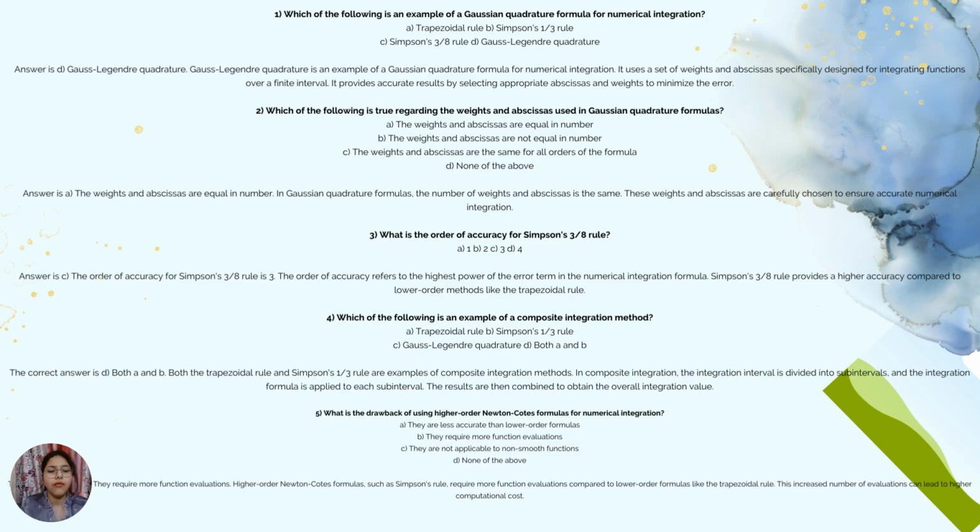Question number 5. What is the drawback of using higher order Newton-Cotes formulas for numerical integration? Option A, they are less accurate than lower order formulas. Option B, they require more function evaluations. Option C, they are not applicable to non-smooth functions. Option D, none of the above. The correct answer is B. They require more function evaluations. Higher order Newton-Cotes formulas, such as Simpson's rule, require more function evaluations compared to lower order formulas like the trapezoidal rule. The increased number of evaluations can lead to higher computational cost.